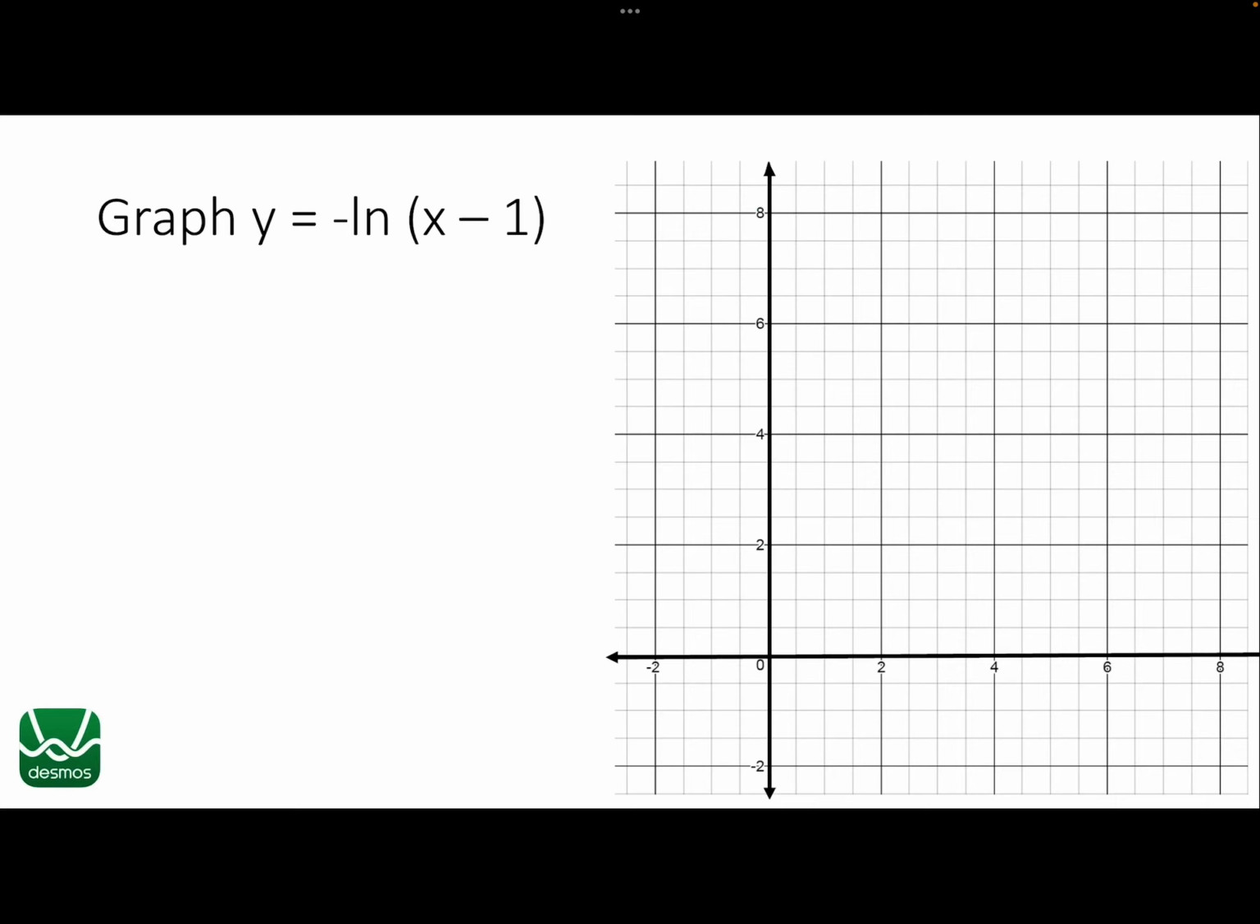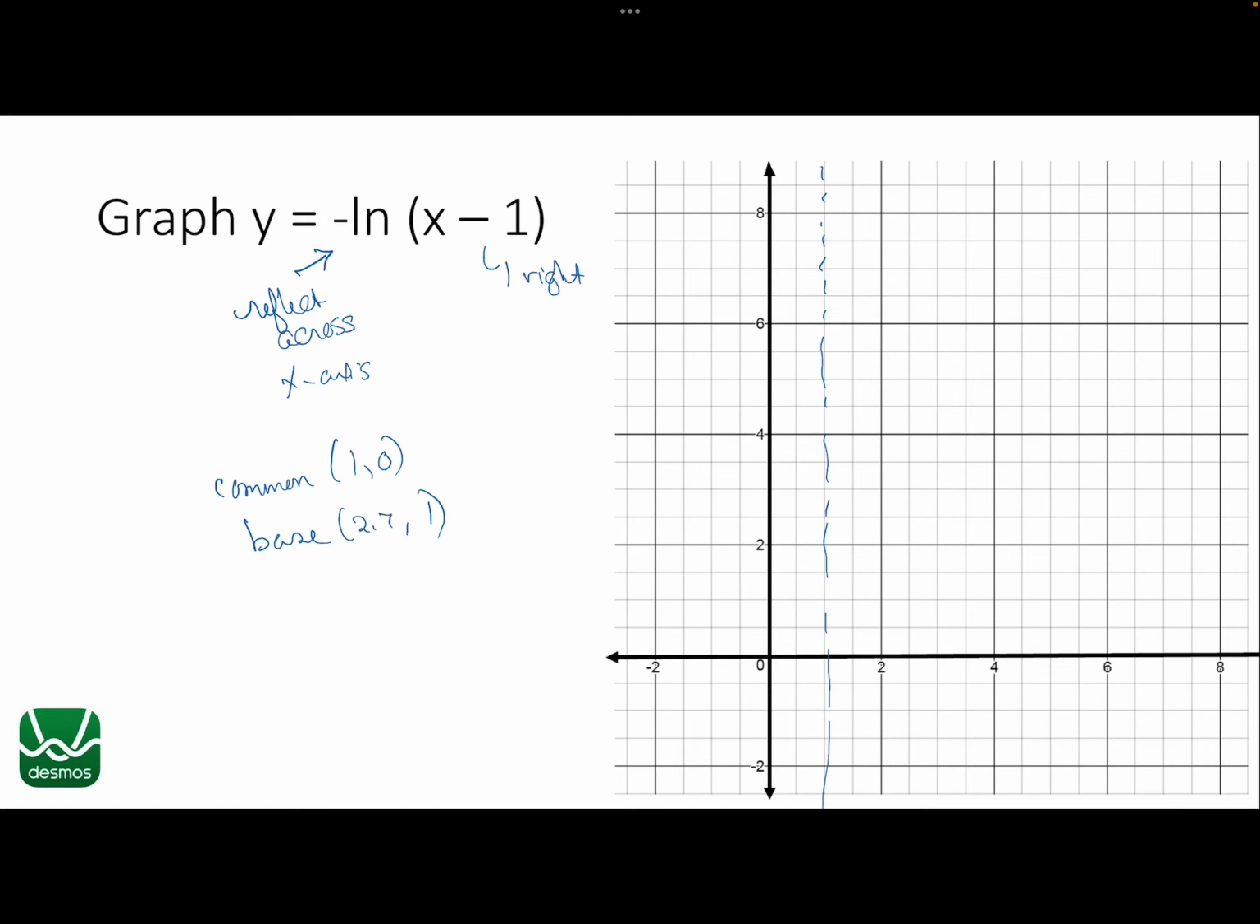If I need to graph y equals negative natural log of x minus 1, I know I'm going to reflect across the x-axis. And I'm moving 1 right. So my common point of 1, 0 and my base point of 2.71 is where I'm going to start. And if I'm moving 1 to the right, my asymptote will be 1 to the right.